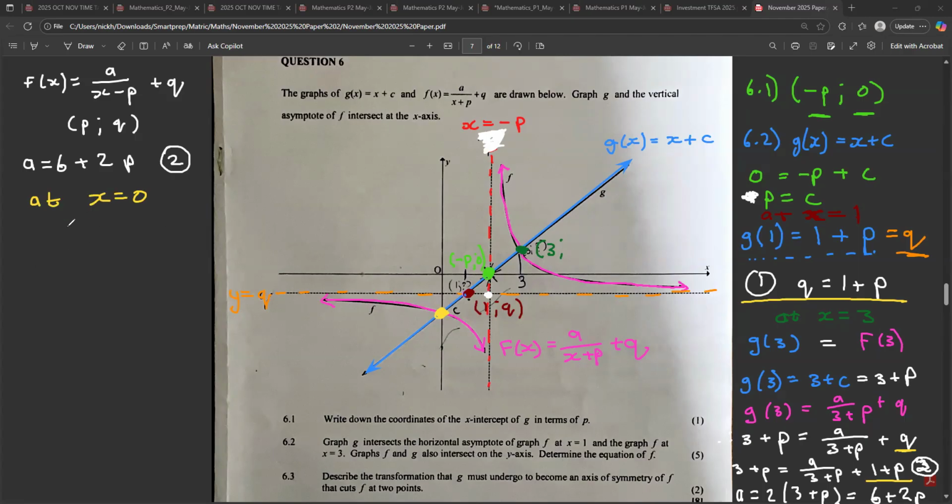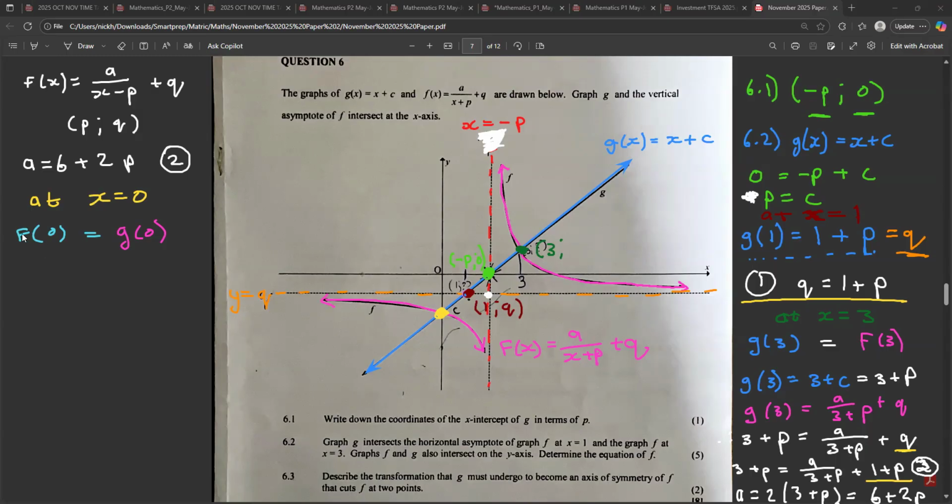Okay, we know that f of 0 is equal to g of 0, don't we? So let's go back to our colors. So we know that f of 0 is equal to g of 0, right? So now we can simply sub in values, can't we? When we sub 0 into our g of x, we get 0 plus c, but now we know c is p, right?